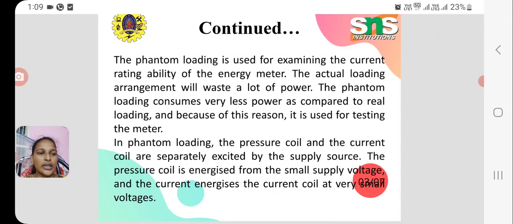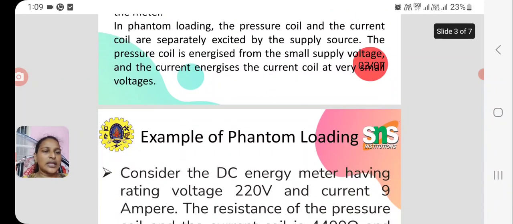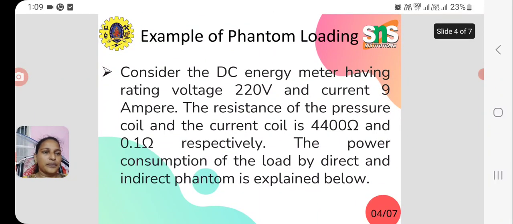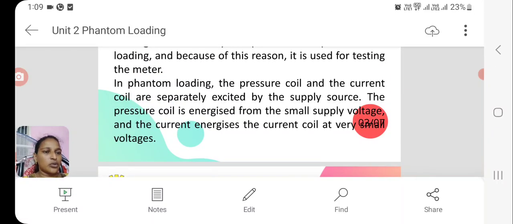In phantom loading, the pressure coil and the current coil are separately excited by supply sources. The voltage coil is energized from a small supply voltage irrespective of its power, and the current coil is energized with a separate current source irrespective of its power, and those power values are very negligible. So this is how phantom loading occurs.